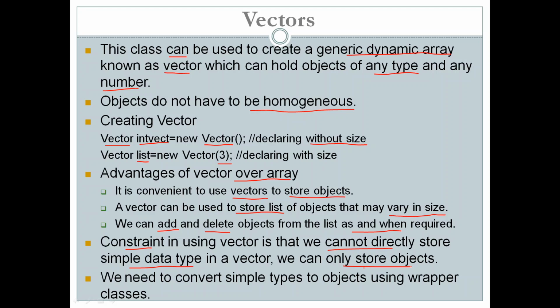Now if you want to store primitive data values into vectors, you need to first convert those primitive data values into object type, and then you can store them into vectors. To convert primitive or simple data values into objects, we can use something called wrapper classes. So wrapper classes can be used to convert simple types to objects.